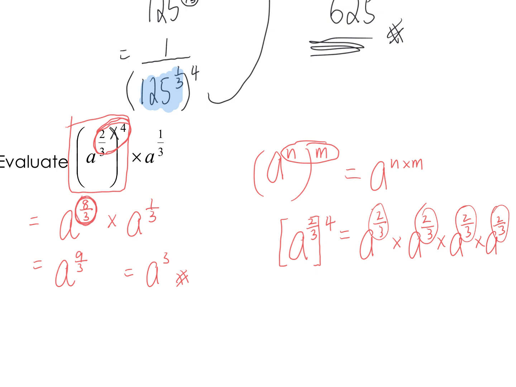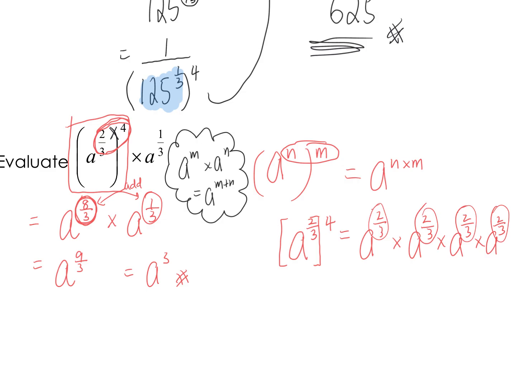8 over 3 plus 1 over 3. You add the power up. So you get 9 over 3, which is 3. Remember, a^m times a^n, you add the power. Okay, so the 9 laws must be at the back of your mind. Then it will be easy.